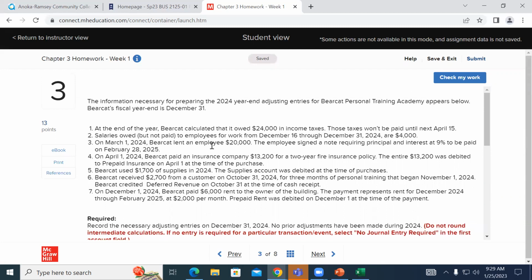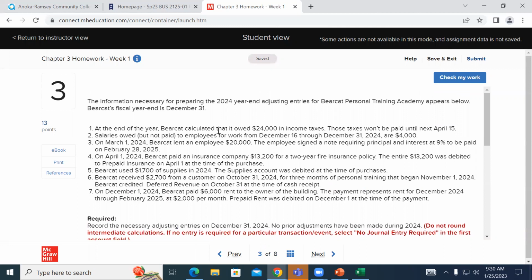Here we have information for preparing year-end adjusting entries for Bearcat Personal Training Academy. So we've got some different expenses here that we need to record the adjusted journal entries for. It says, at the end of the year, Bearcat calculated that it owed $24,000 in income taxes. Those taxes won't be paid until next April.